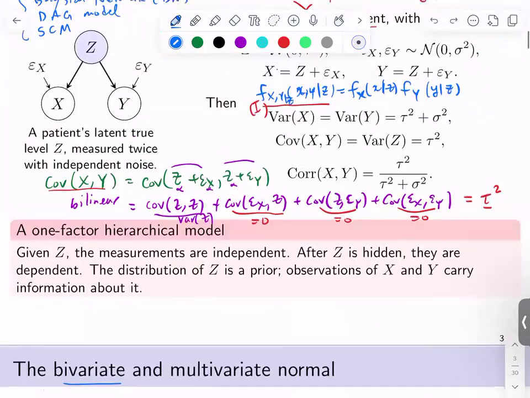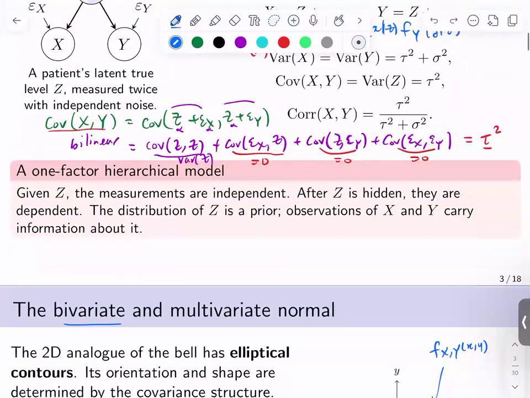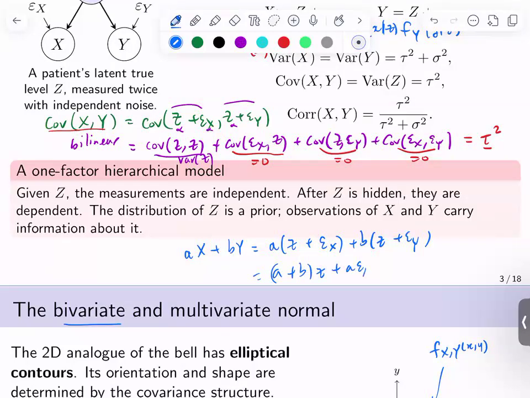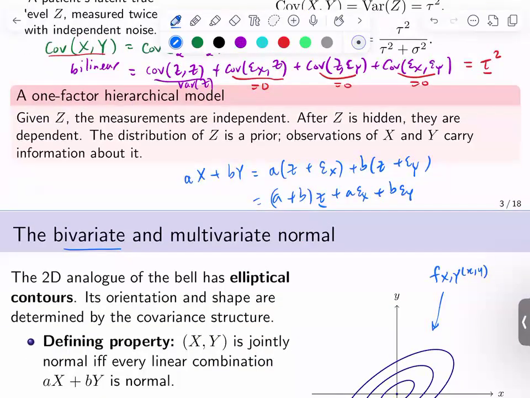For example, in this case, it's easy to see that if I look at any linear combination of X and Y, it would be a(Z + epsilon_X) + b(Z + epsilon_Y). And so this would be (a + b) times Z plus a epsilon_X plus b times epsilon_Y. And these are kind of independent Gaussians, and you can derive the density of this.